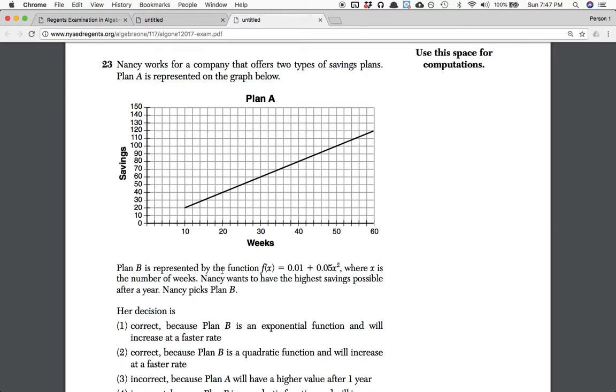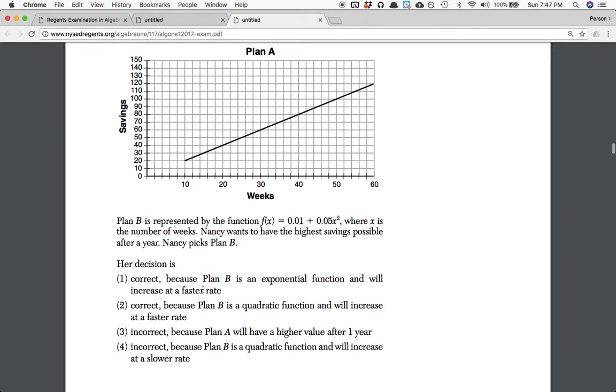Plan B is represented by the following function: f of x equals 0.01 plus 0.05 x squared, where x is the number of weeks. Pause that for a second. Nancy wants to have the highest savings possible after 1 year. Nancy picks plan B. And you've got to decide, is her decision correct or incorrect, and then also why. So first, let's figure this out for ourselves.